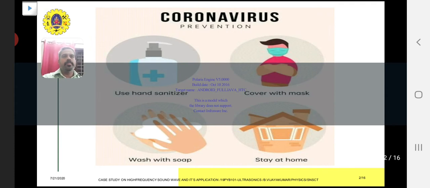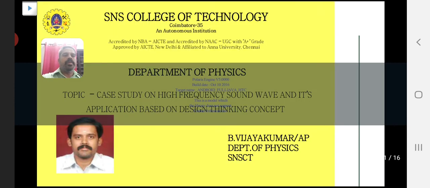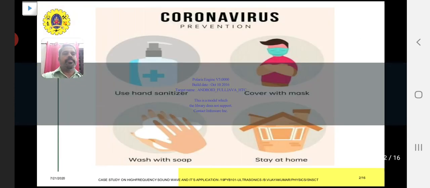The next one, the prevention of coronavirus: use sanitizers, cover your nose and mouth fully with a mask, then wash your hands frequently with soap, and stay at home, because the virus does not affect the body when moving around outside the home. So we definitely have to stay at home or work at home.